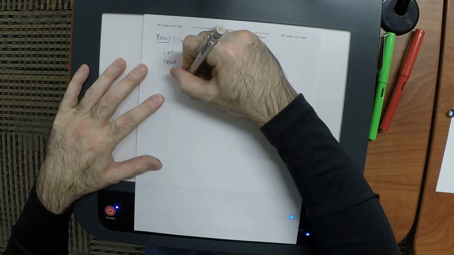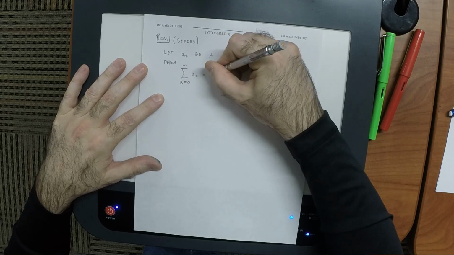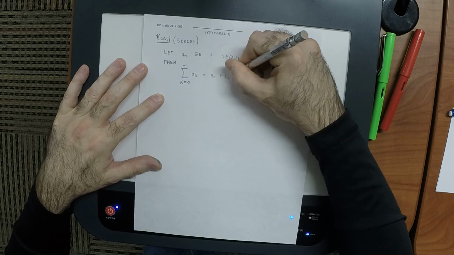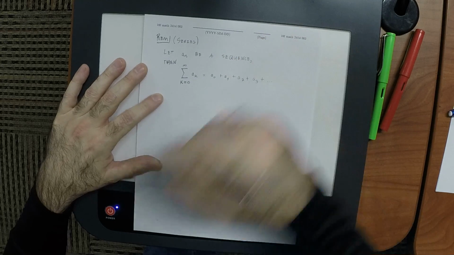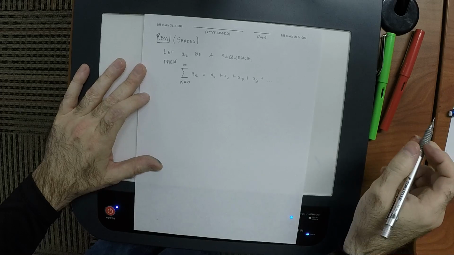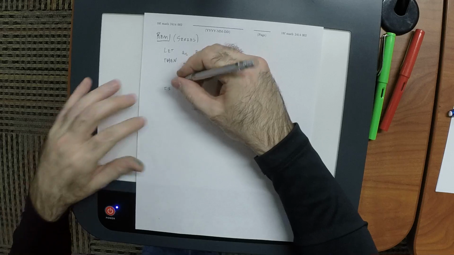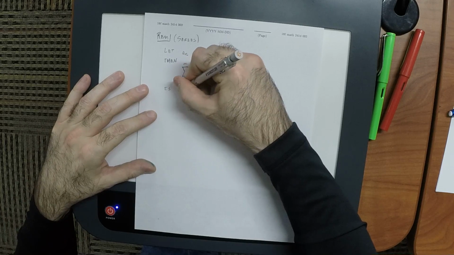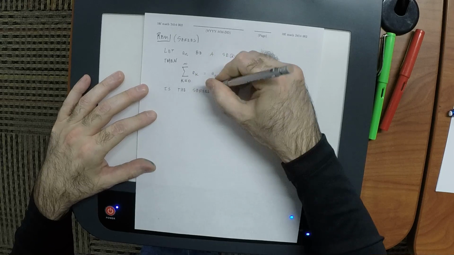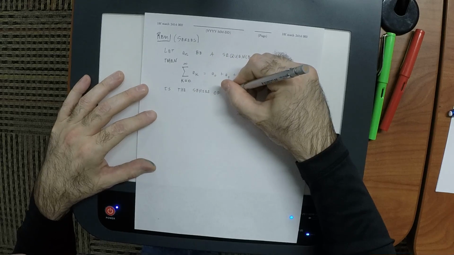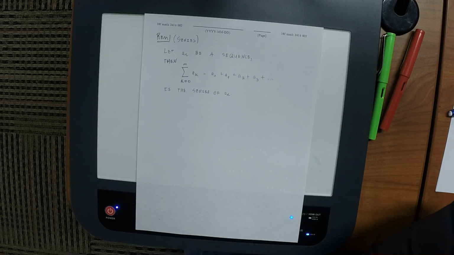So the sum from k equals 0 to infinity of a_k, which is to say a_0 plus a_1 plus a_2 plus a_3 plus ..., then that is the series of the sequence a_n. Okay, so that's called a series.